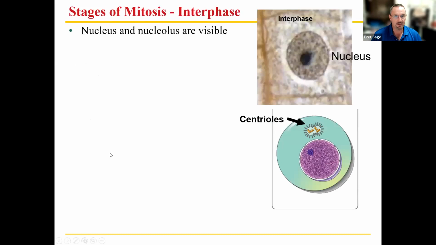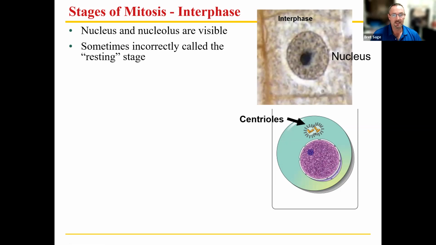All right, interphase. The nucleus and nucleolus are visible. So the nucleus is the big circle, and the nucleolus is the little circle inside the nucleus. Sometimes incorrectly called the resting stage. Why is it called the resting stage? Because you can't see what's happening inside. Scientists know from doing experiments, but you can't see under a microscope that anything significant is happening. What happens during this stage?